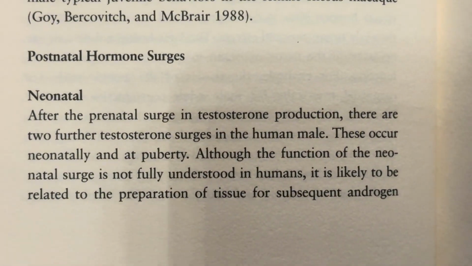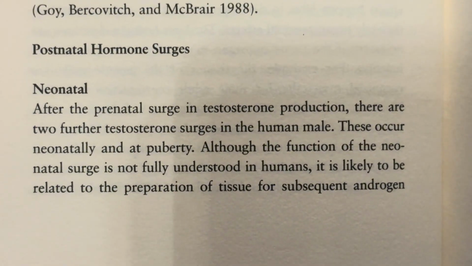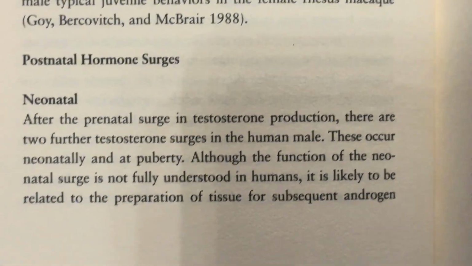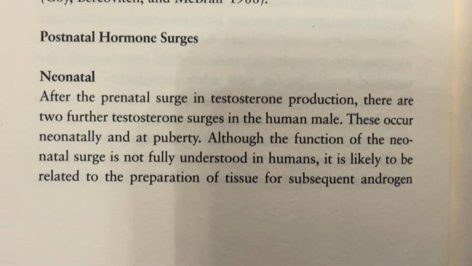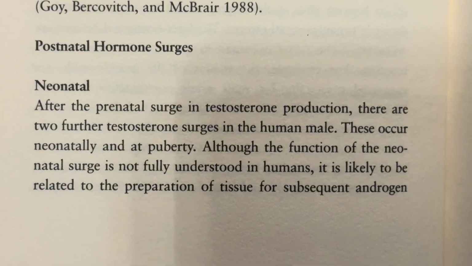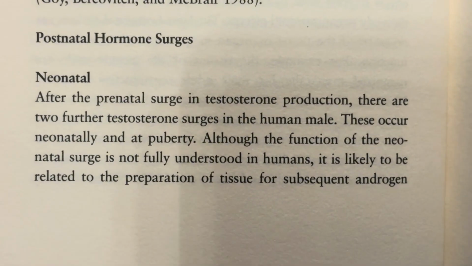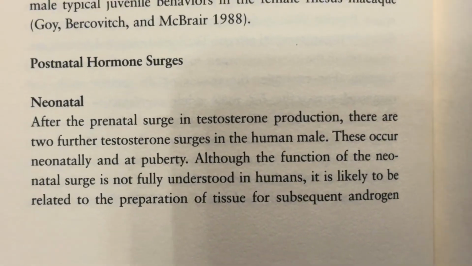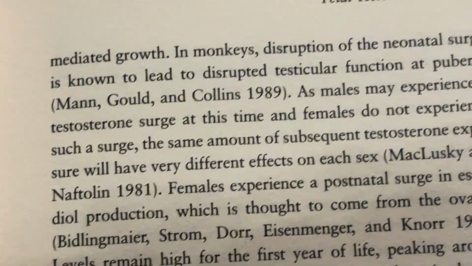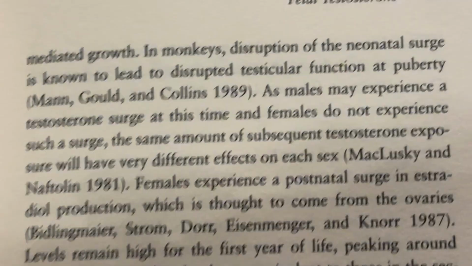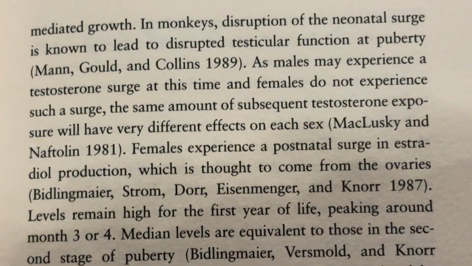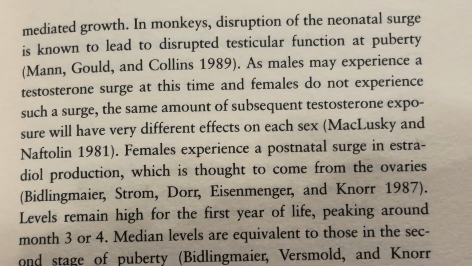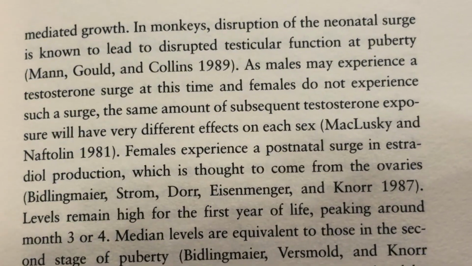After the prenatal surge in testosterone production, there are two further testosterone surges in the human male. These occur neonatally and at puberty. Although the function of the neonatal surge is not fully understood in humans, it is likely to be related to the preparation of tissue for subsequent androgen-mediated growth. In monkeys, disruption of the neonatal surge is known to lead to disrupted testicular function at puberty.